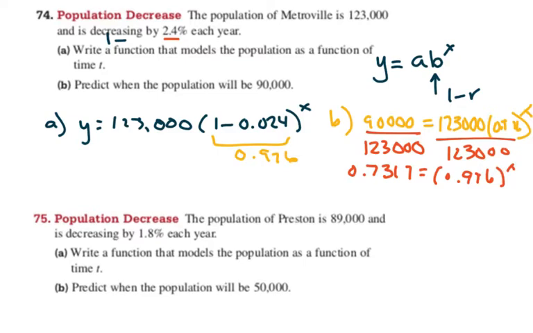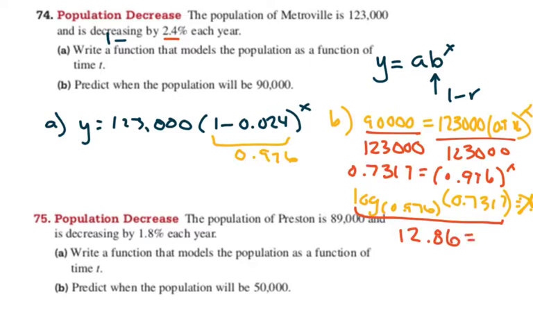To solve this, the easiest way is to rewrite it from exponential to log form. So we're going to have log base 0.976 of 0.7317 is going to equal x. Let me think about it, I was going backwards in my head. Alright, so I just need to do log base 0.976 of 0.7317 in the calculator. Remember that's over in your math key, and the decimal equivalent of this is 12.86, and that is the years, so in 12.86 years, so during year 12.